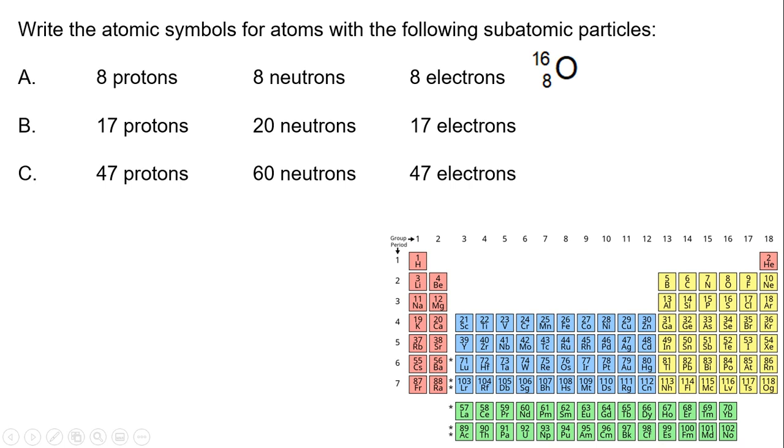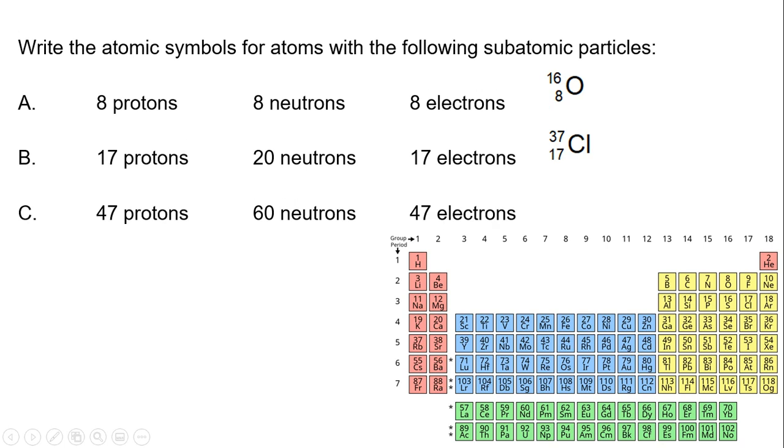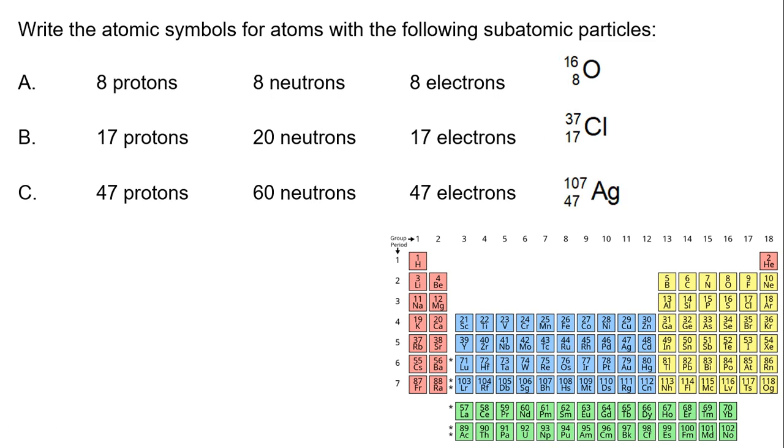The next one, we have 17 protons, so we have chlorine, and we have 20 neutrons, so that's 37. We are going to write it in the same way that we did with oxygen, and 37 above, 17 below, and then the symbol. Now we have 47 protons, so let's see, we have 47 in. 47 is silver, and we have 60 neutrons. So we're going to have 107 as the mass, 47 as the proton number, and then the chemical symbol.